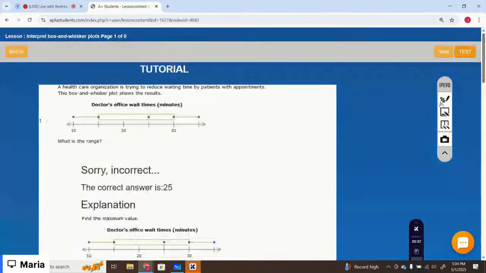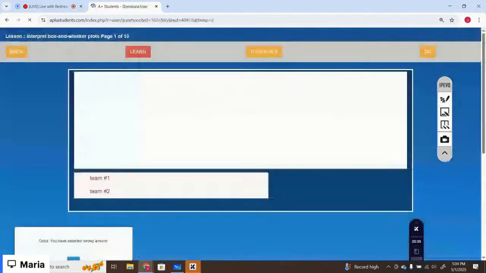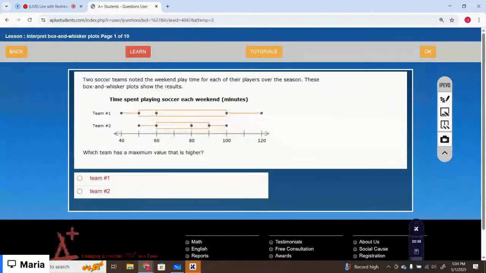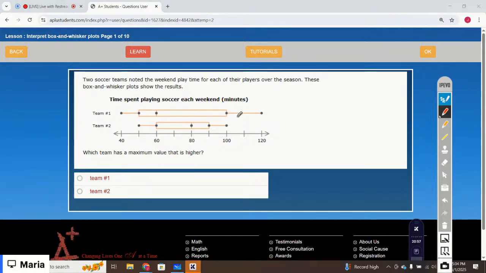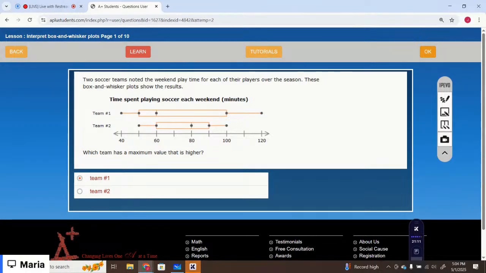Let's just start with the test questions. Two soccer teams noted the weekend play time for each of their players over the season. These box and whisker plots show the result. Which team has the maximum value that is higher? Team 1 has the maximum value that is 120, and team 2 has the maximum value that is 100. So team 1 has the higher maximum value. Option number 1 is the correct option.